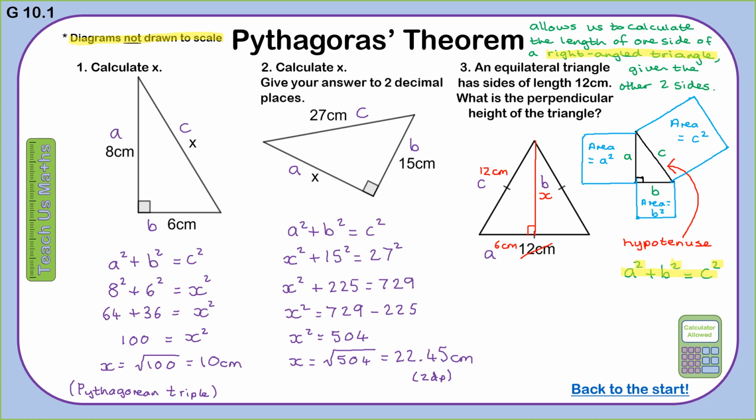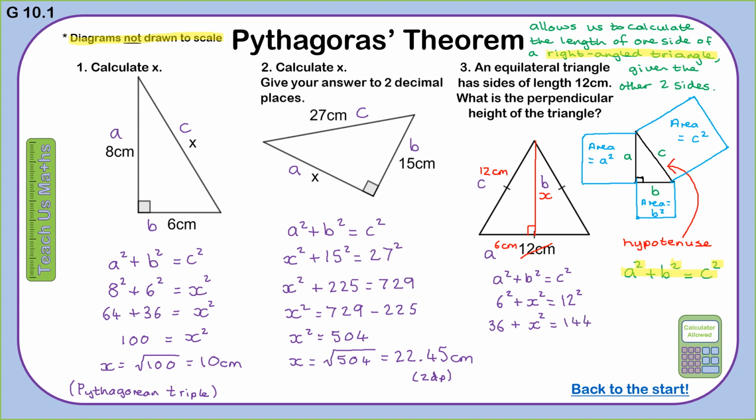And we proceed as normal. We substitute in the values that we know. So we know that A is 6, B is X, and C is 12. We calculate what we can. 6 squared is 36. We need to leave X squared as it is. 12 squared is 144. And now we need to solve for X.